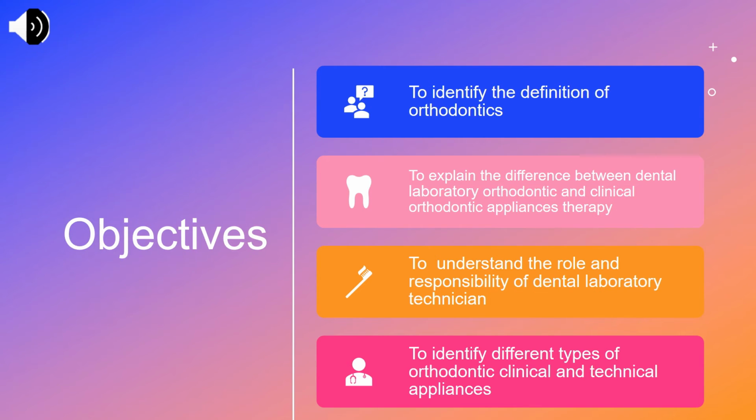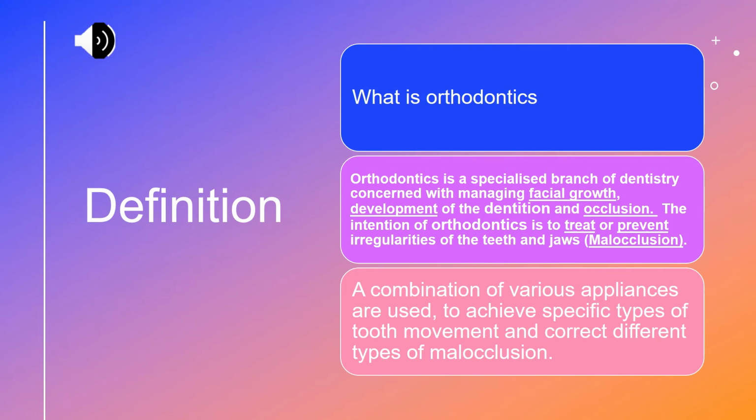available to us. We can define orthodontics as a specialized branch of dentistry which allows us to manage facial growth, development of dentition and occlusion, and it allows us to look at how the teeth interdigitate together and prevents irregularities from occurring. This is commonly known as malocclusion. This is something that we'll look at further within the slides. In order for us to correct these malocclusions, there are various different appliances or therapy systems available to us.